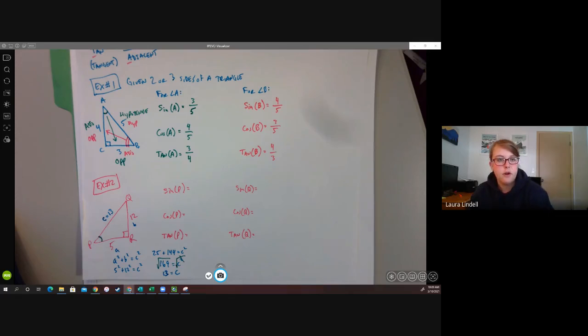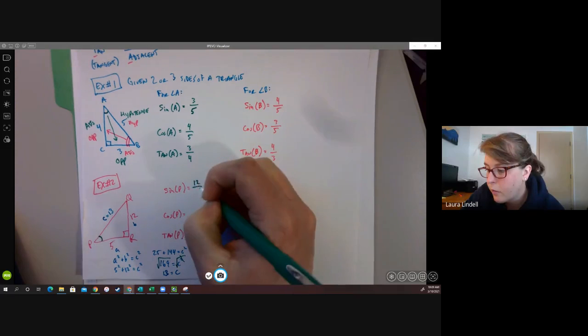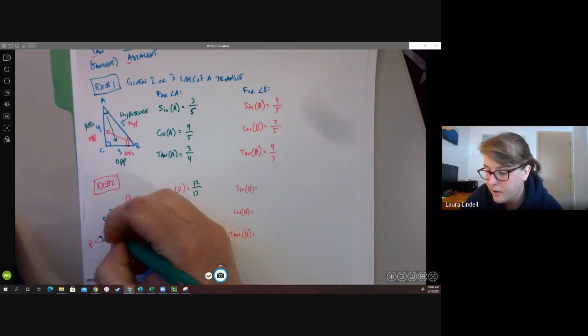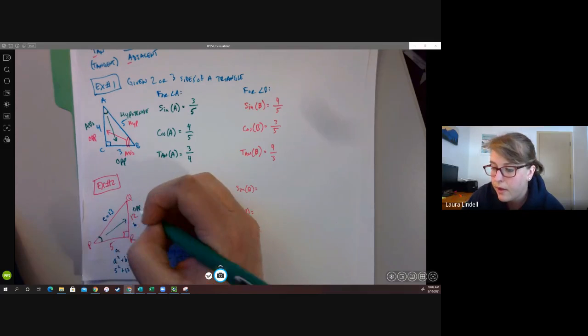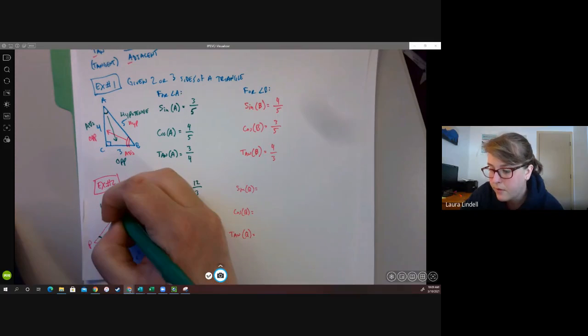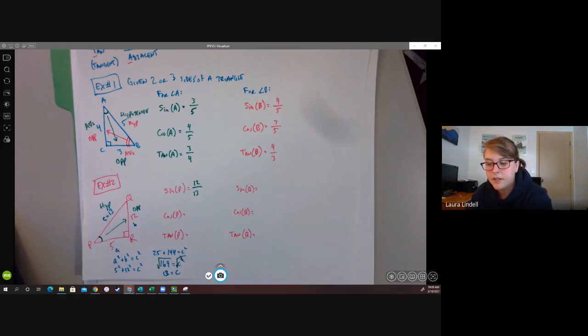All right, for those of you who are done, sine of P, what'd we get? 12/13. Awesome. Yes, because 12 is the opposite side to angle P. 13 is the hypotenuse. So 12/13.